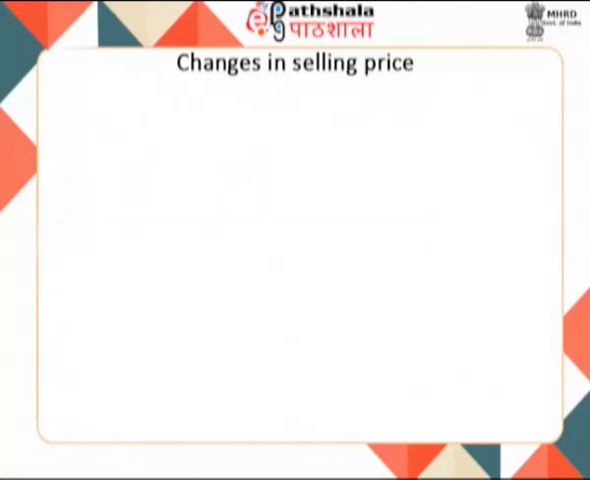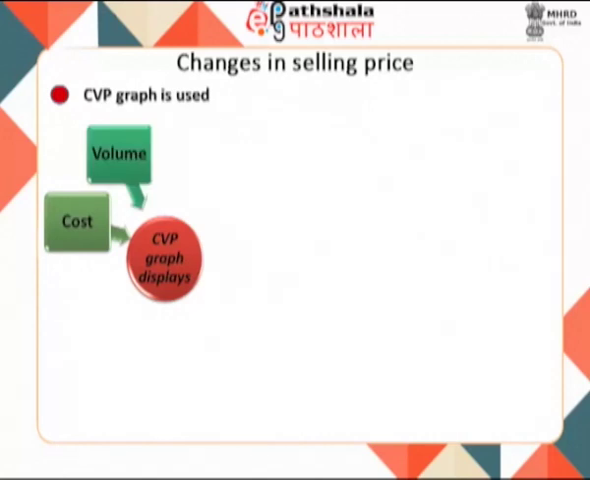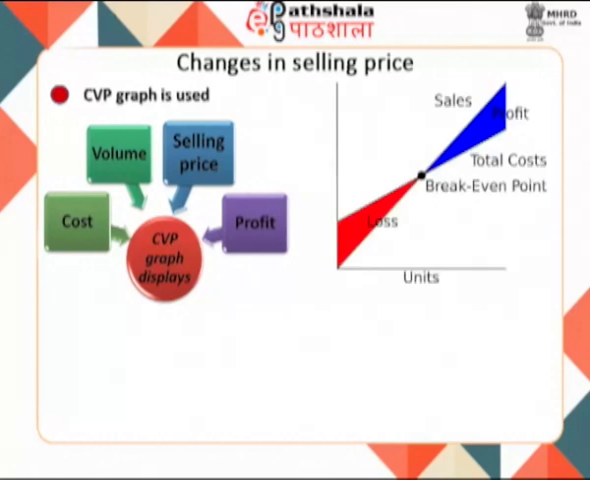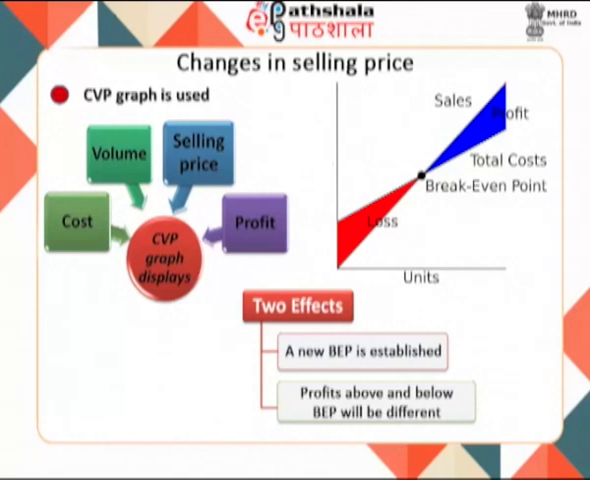Changes in selling price. To analyze the effect of changes in selling price on the potential profits of the firm, the CVP graph is generally used. A CVP graph displays the relationship and changes in costs, volume, that is level of output, selling price, and profits of the firm graphically. Any change in the selling price of a product changes its PV ratio, which in turn has two effects. First, a new break-even point is established, and then profits above and below the break-even sales will be different.